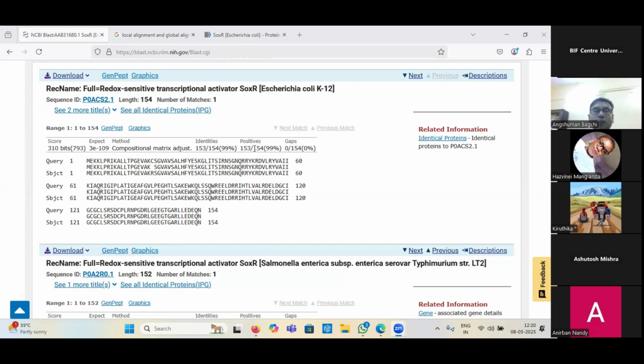Similarly, positive. Positive means how many amino acids are related to them physicochemically. For example, see, this L and this L, these two are identical. But here, see, there is C in the query sequence and R in the subject. These two are not identical, right? These two are not identical. So that is why it is 153, not 154. And gap, I will come to that.